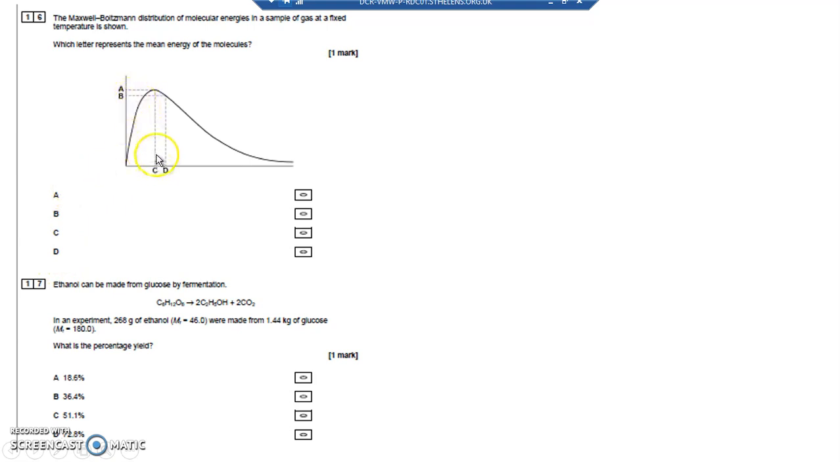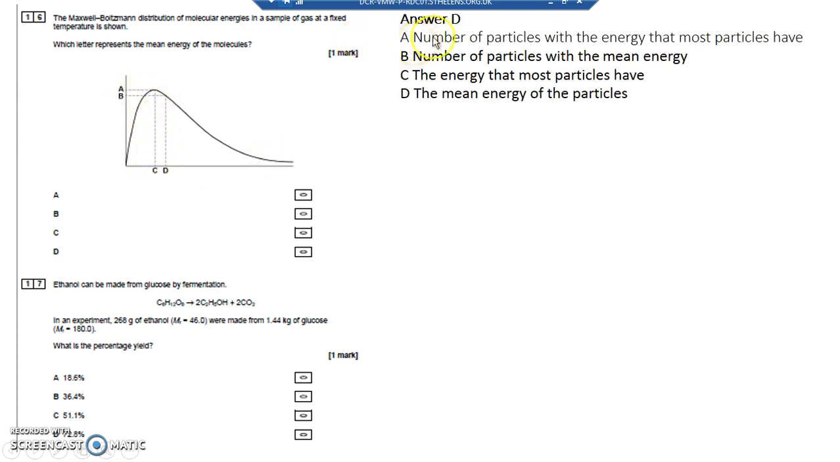Now the question is, at the height of the peak here, this is the energy. C is the energy that most particles have. These number of particles going up the side, you can see most particles at the peak. A is the most number of particles at energy C. So A is the number of particles at the energy that most particles have. That's number of particles. C is the energy that most particles have.